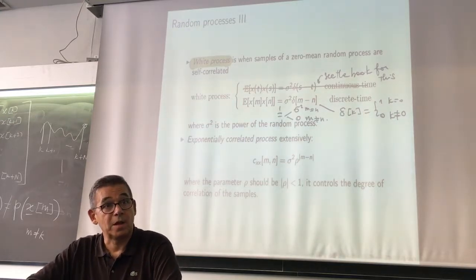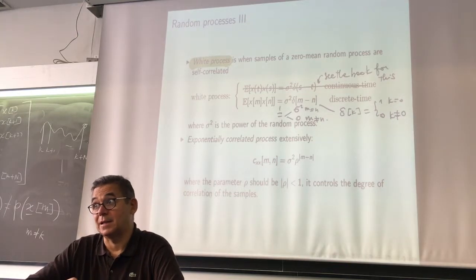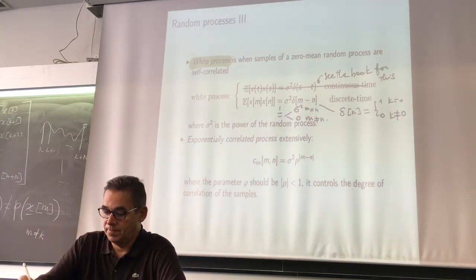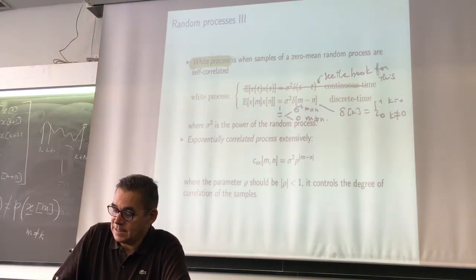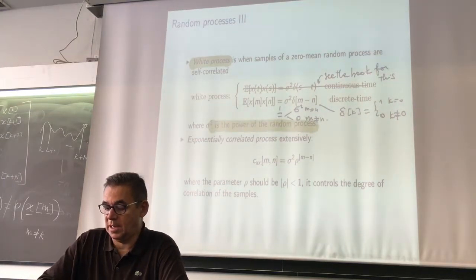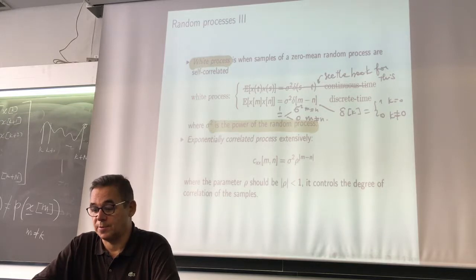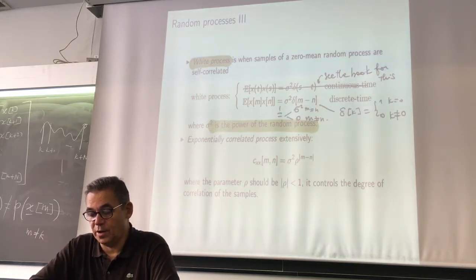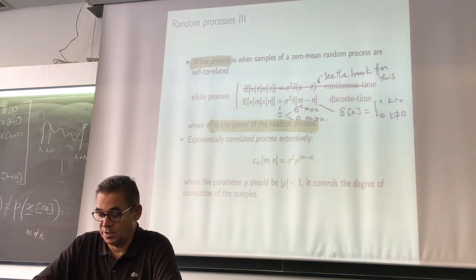Okay. Now sigma square, in this case, indicates the power of the random process. So the variance is the power in our case. It's the power of the random process. Now let's take another case of another different process.